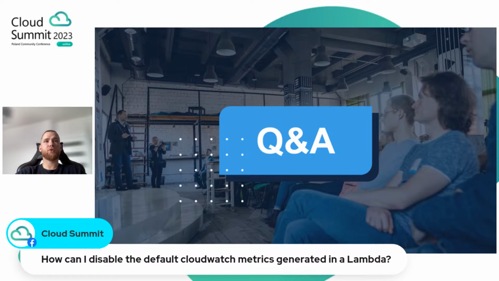And the first question. How can I disable the default CloudWatch metrics generated in a Lambda? I don't know a direct way to disable default metrics. Probably it should be covered in CloudWatch settings, but I'm not sure that it's possible.